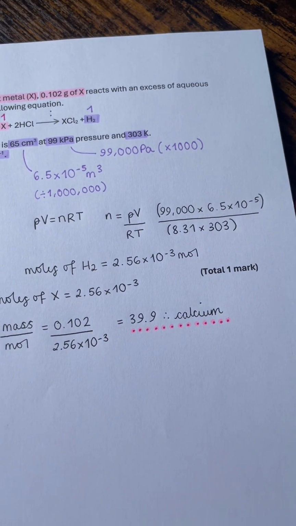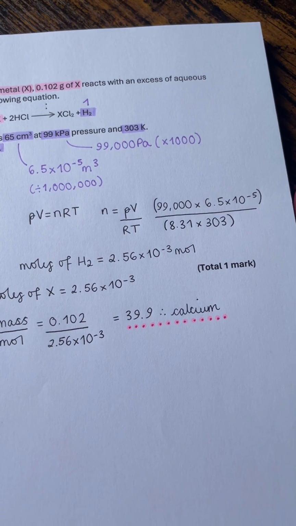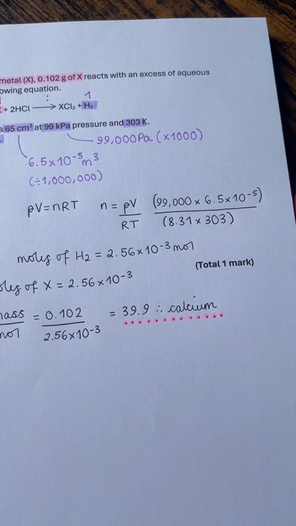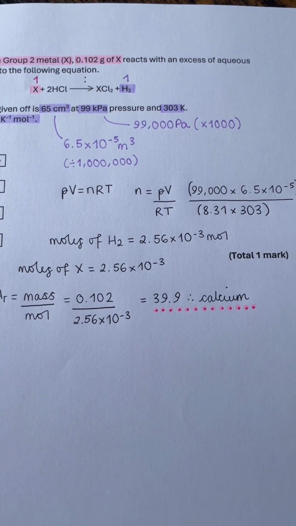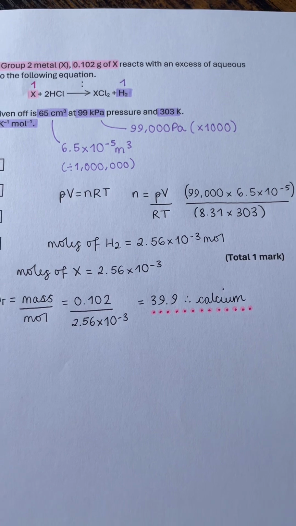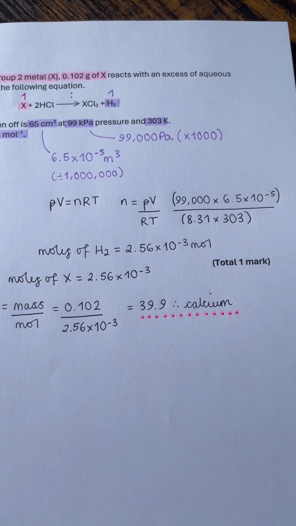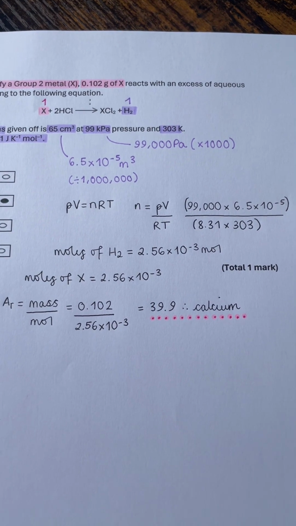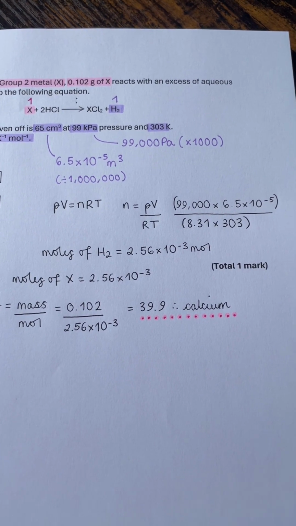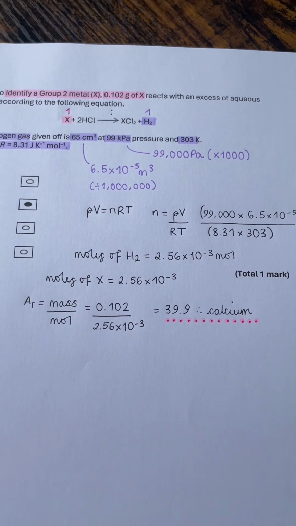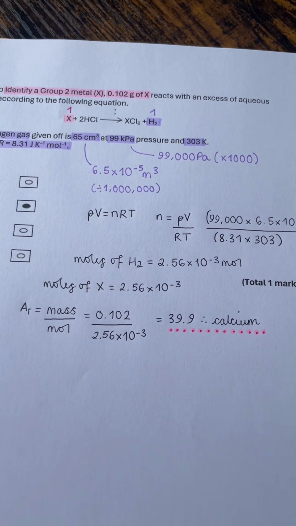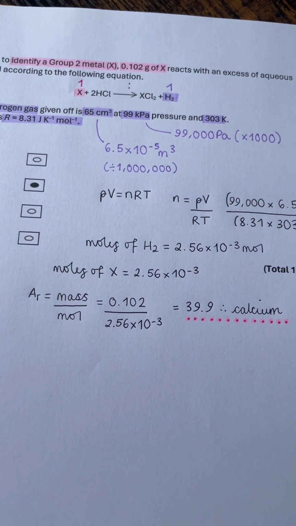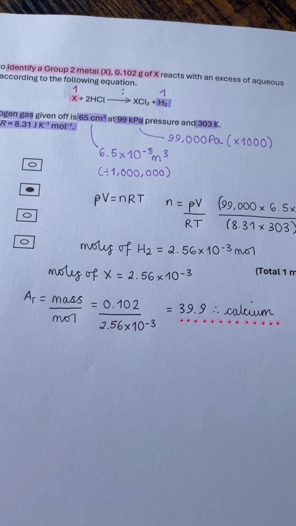So after rearranging the ideal gas equation, I've subbed in the pressure in pascals, the volume in meters cubed, the gas constant and the temperature, and I've worked that out on my calculator, and it gives me the moles of hydrogen to be 2.56 times 10 to the minus 3 moles. And that will only be doable for gases, and hydrogen is the only gas here. Because of that 1-to-1 ratio in the balanced chemical equation, we do therefore also now know the moles of X to be 2.56 times 10 to the minus 3 as well.